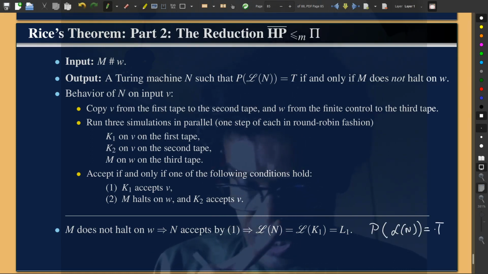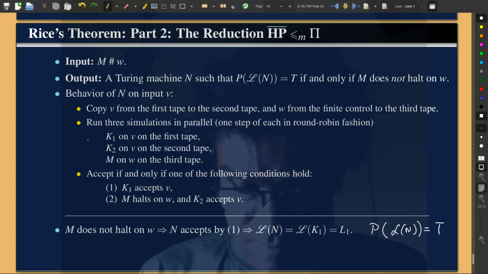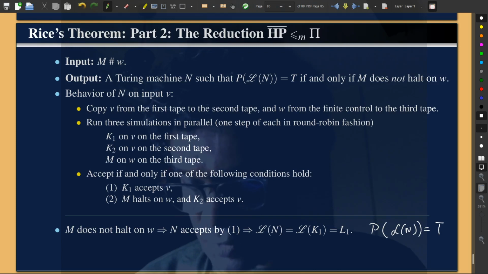Okay. On the other hand, if M halts on W, then N accepts V if and only if either K1 accepts V or K2 accepts V. Because this is going to halt eventually, and all the three simulations are running in parallel in a sense. So if either this condition holds or this condition holds, then N is going to accept. In this case, the language of N will be the union of the language accepted by K1 and the language accepted by K2, which is L1 union L2, but we have seen that L1 is a subset of L2, so it has to be L2.